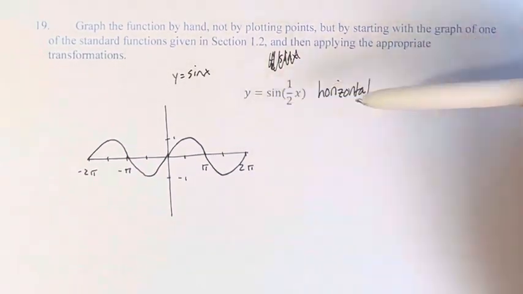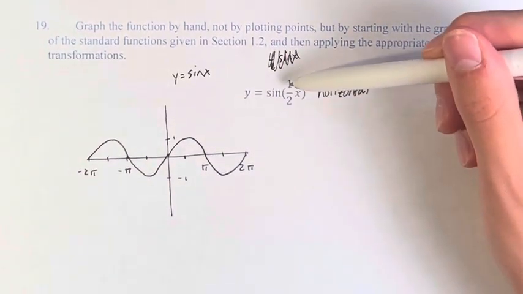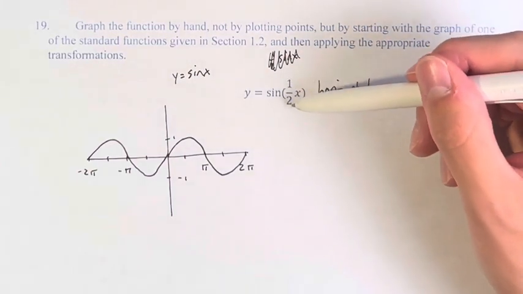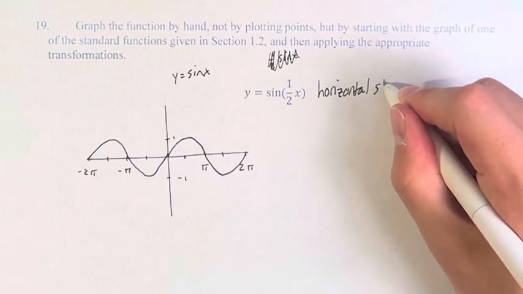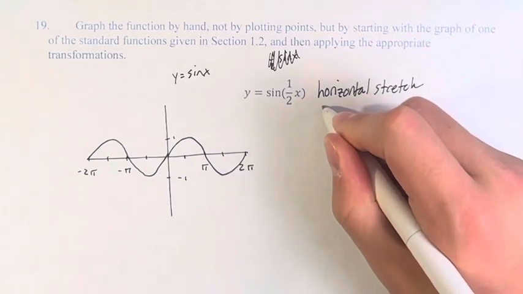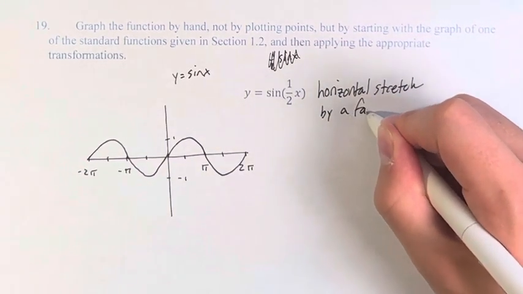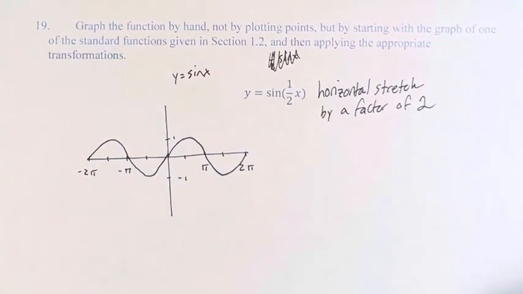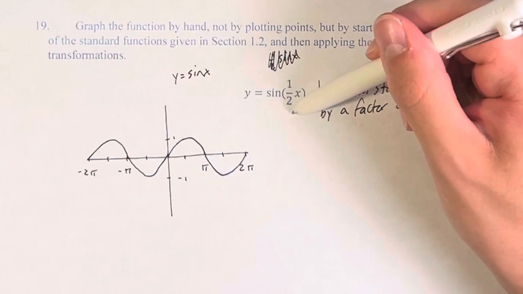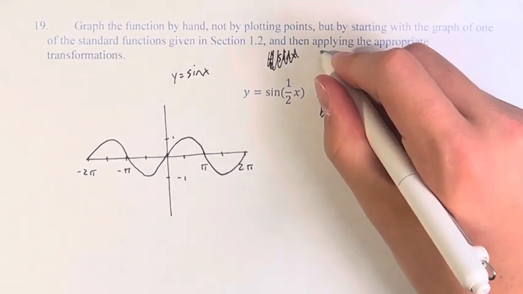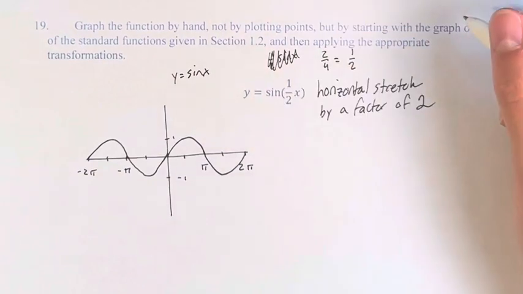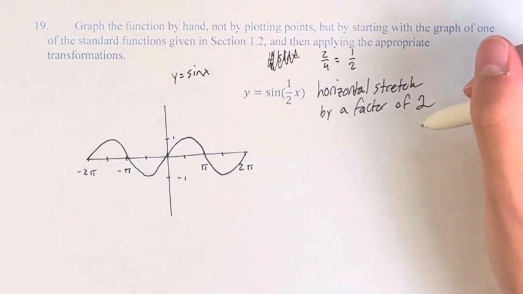For horizontal transformations, if it is a fraction, that means it's a stretch by the denominator. So this is a horizontal stretch by a factor of 2. That is, of course, if it's 1 over that, right? 2 over 4 would still be a 1 over 2 stretch by 2 horizontally.